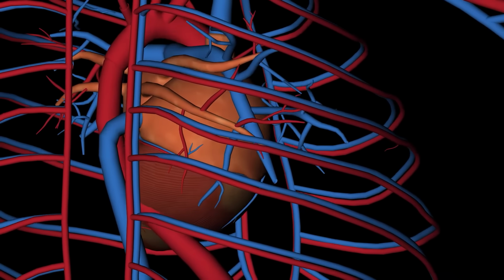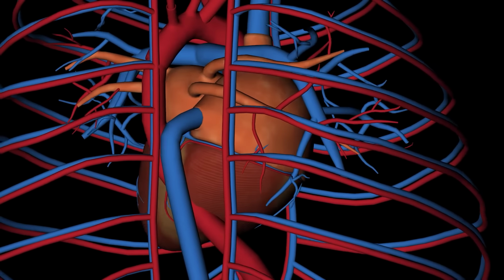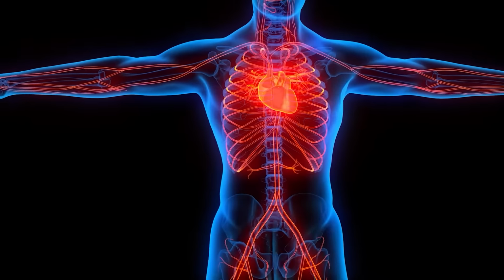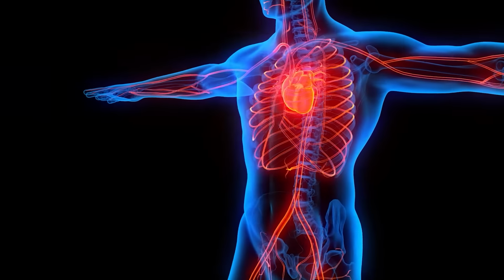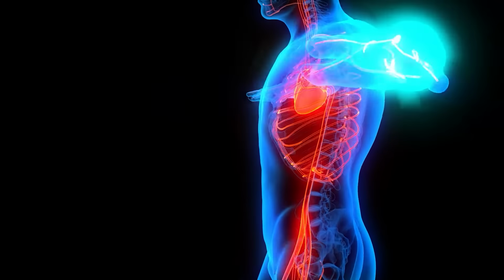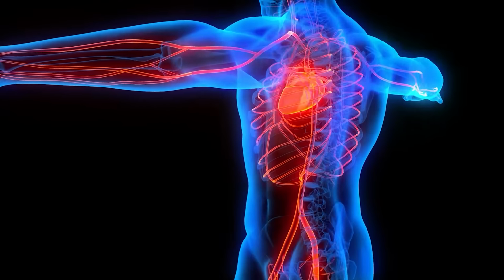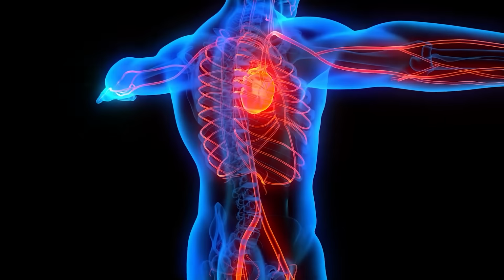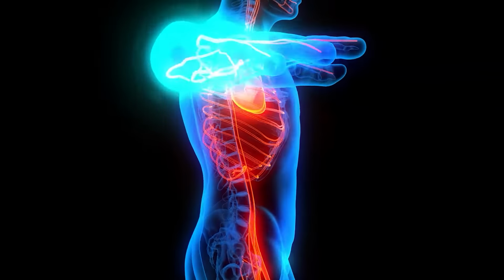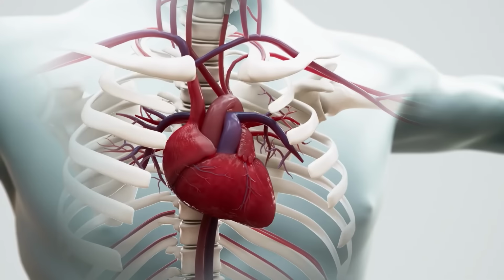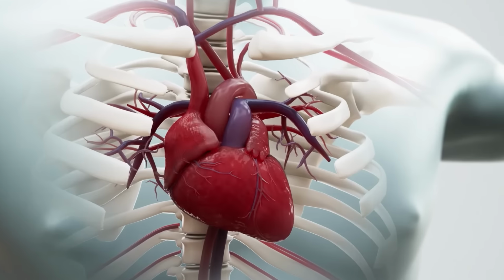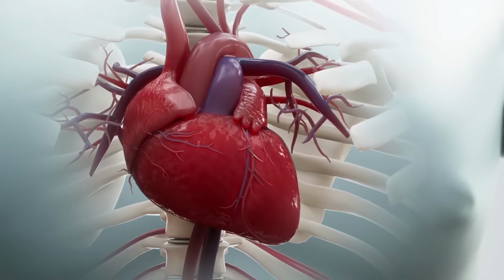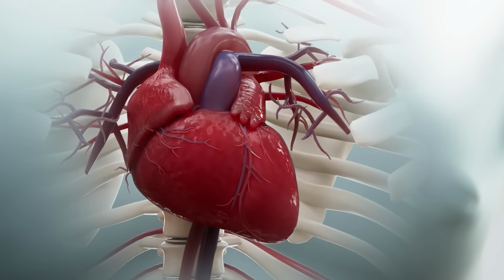It pumps the oxygenated blood out to the rest of the body through the aorta, the main artery of the body. The heart has its own electrical conducting system, which helps to coordinate and regulate its contractions. The sinoatrial node, also known as the heart's natural pacemaker, sends out electrical impulses that cause the heart to contract and pump blood. The atrioventricular node receives the electrical impulses from the sinoatrial node and conducts them to the ventricles, causing them to contract and pump blood.